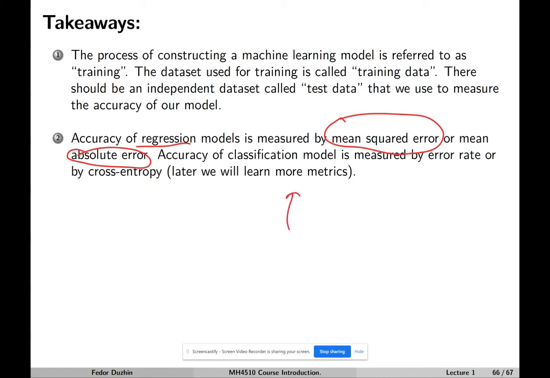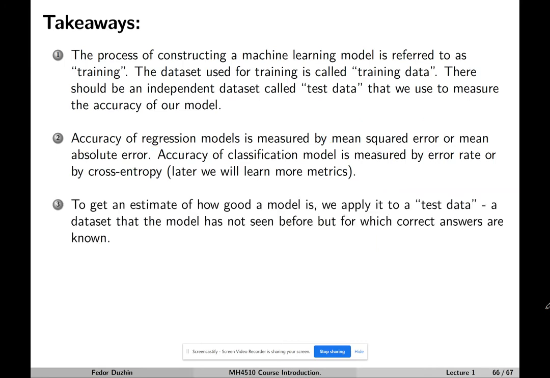More metrics are usually needed when our data is imbalanced, when we have something like one class being much more frequent than other classes. Then other metrics will be useful. And this is probably the most important of all: to get an independent estimate of how good our model is, we apply it to test data. So it is extremely important to always have test data and training data. At least if we care about accuracy of predictions whatsoever, then we need this test data.